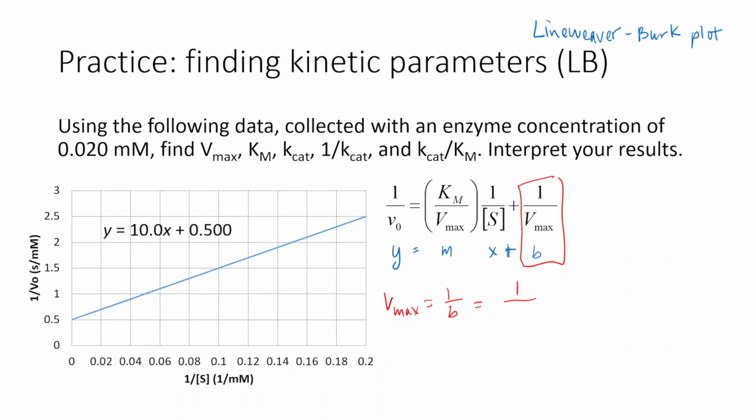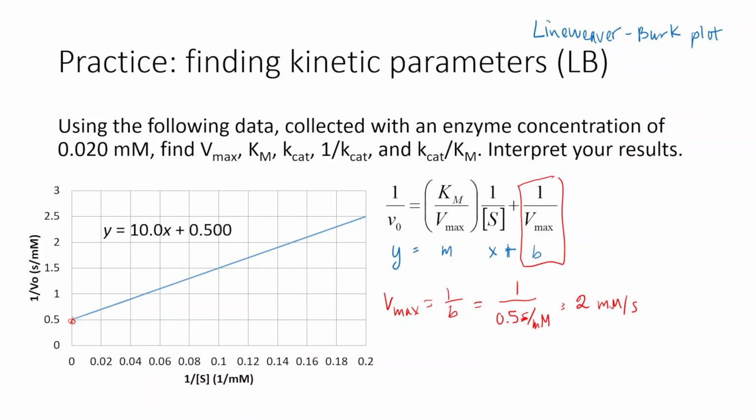We have 1 over b, and our y-intercept is right here. It's 0.5 seconds per millimolar. Not my best millimolar, but you got the idea. And like you said, that's 2. And what would our units be? Exactly, 2 millimolar per second, just like our Vmax on our other plot. Those are the units that we're going to see for Vmax. It's a rate. So, great.